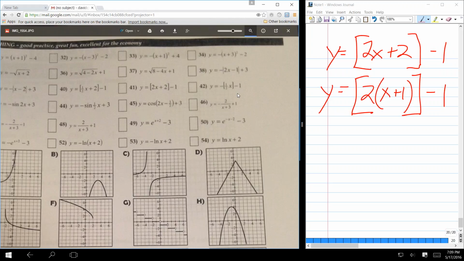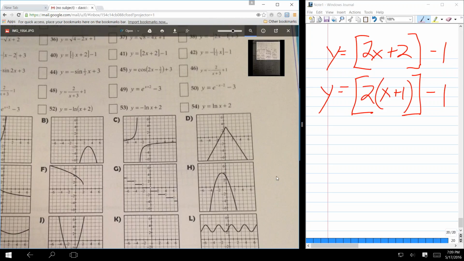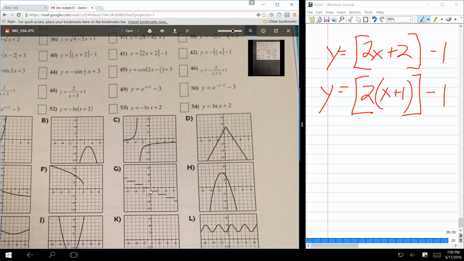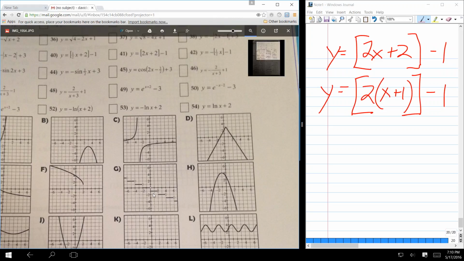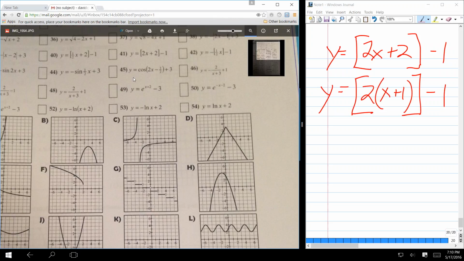42. There's only one left, isn't there? Yeah. Which one does 42 have to be? G. Okay. Before we answer that, plug in a point. So 0 minus 1 equals -1 at 0. Right there. Okay.